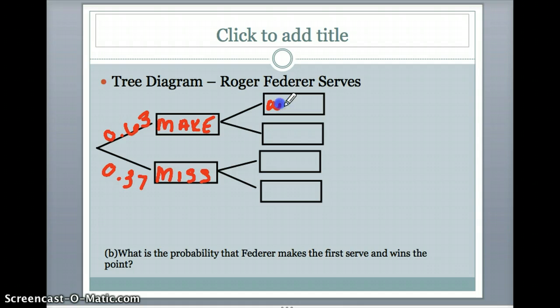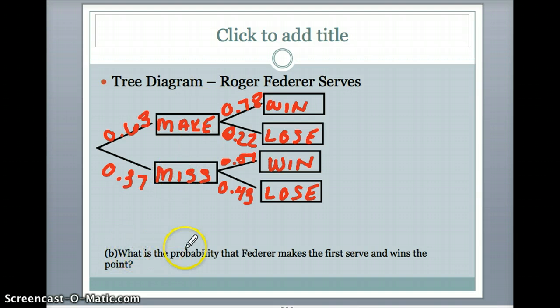Then we were talking about him winning the point or losing the point. Well, I guess it's tennis, right? So I don't know if he loses necessarily, but we're going to put that in our tree diagram anyway. Okay. 63% of the time he makes the shot, and then if he makes the shot, 78% of the time he would win the point. So I'd have to write 78% there, and he'd lose it 22%. That's a 0, not a 6. And he misses the serve 37% of the time. If he misses, he would then only win 57% of the time, and he will lose 43% of the time.